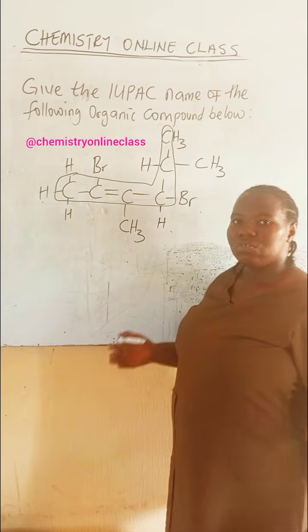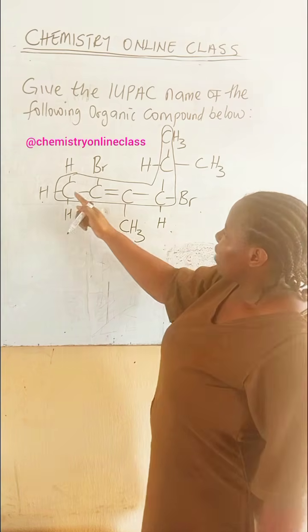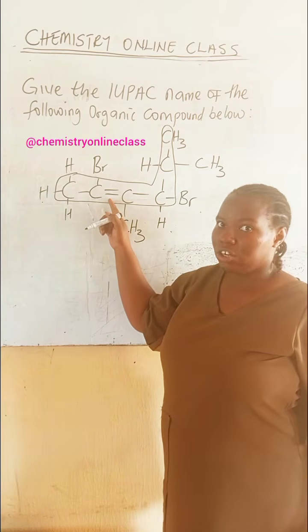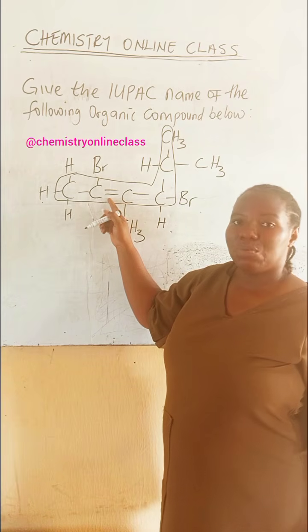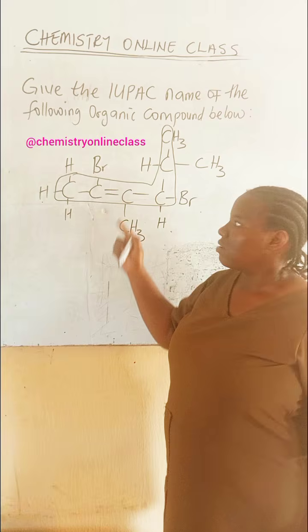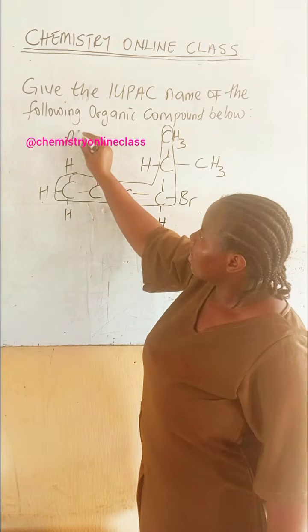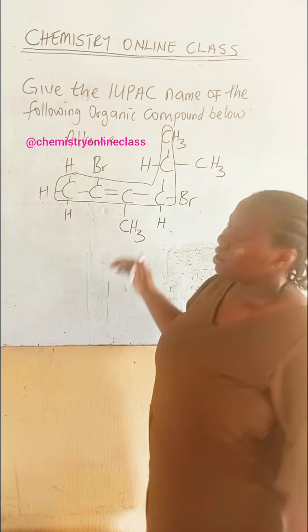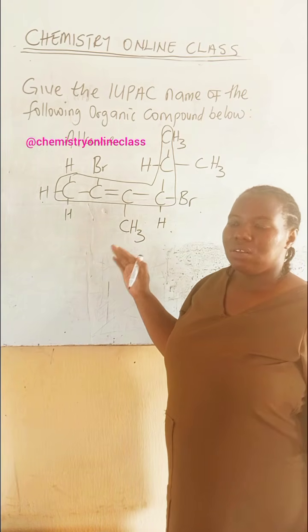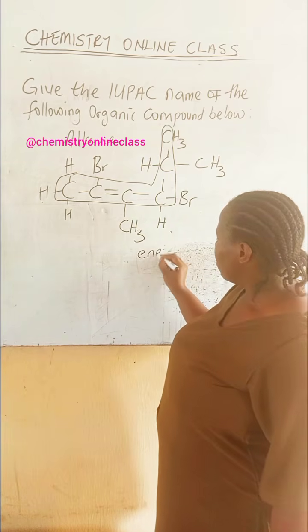Now the next rule says identify the functional group. When we look at this longest carbon chain, we can see there is a double bond in the chain. This double bond is the functional group, and the homologous series that has this double bond as its functional group is what? Alkene. Because it's an alkene, the name of this compound is going to end with ENE.